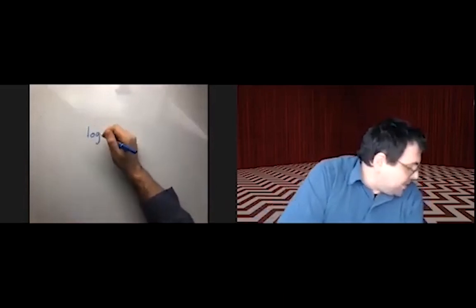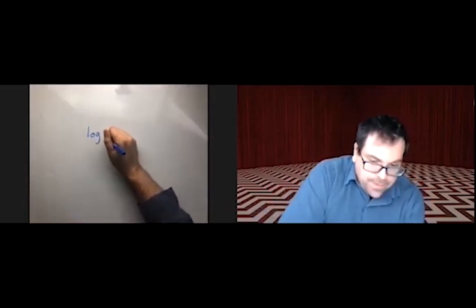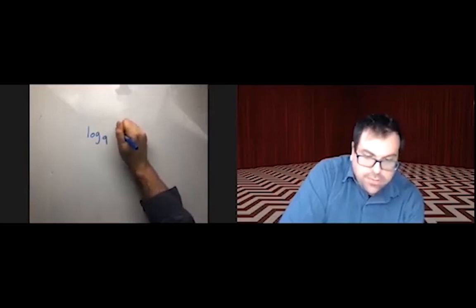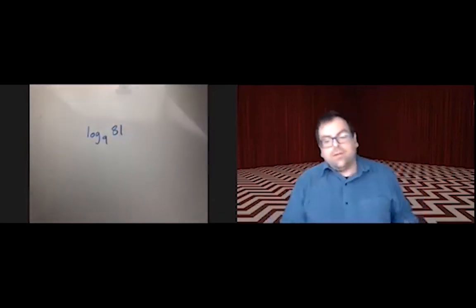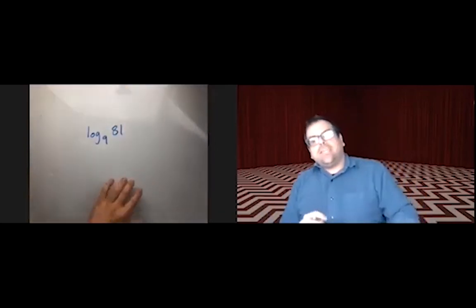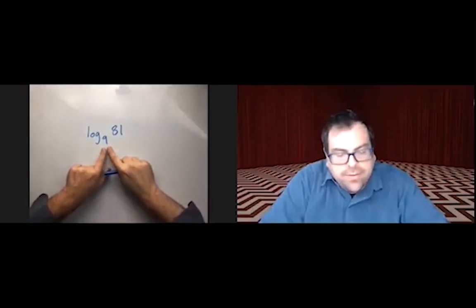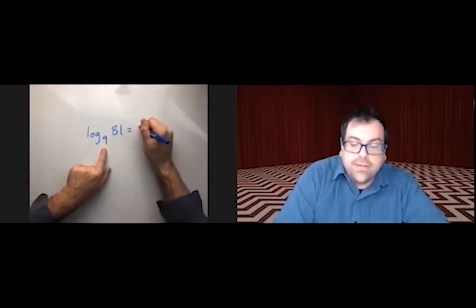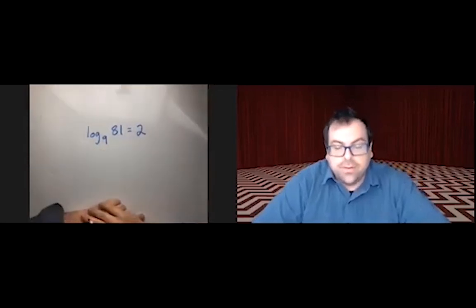Let's evaluate some of these. Log base 9 of 81. A logarithm is an exponent. What is the exponent that we raise 9 to give us 81? 9 squared is 81. 9 to the second power.